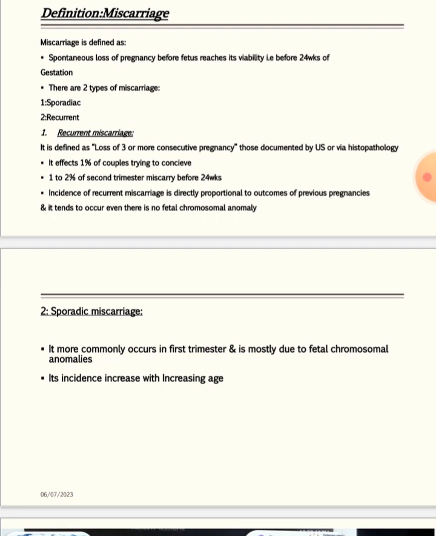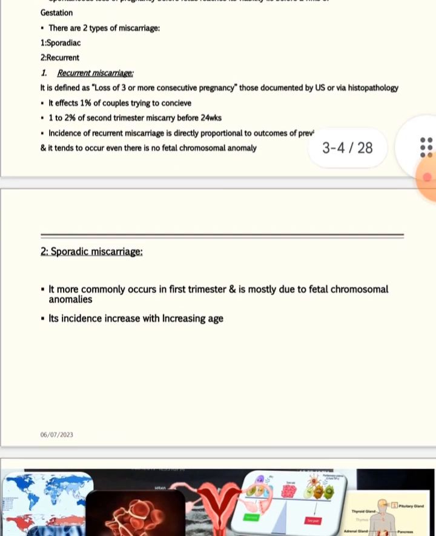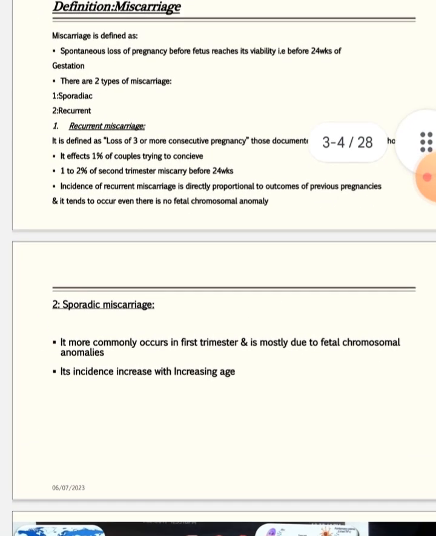What is recurrent miscarriage? It is defined as the loss of three or more consecutive pregnancies, documented by ultrasound or by histopathology. It affects 1% of couples, with 1 to 2% being second trimester miscarriage before the 24th week. The incidence of recurrent miscarriage is directly proportional to the outcome of the previous pregnancy. Recurrent miscarriage occurs even when there is no fetal chromosomal anomaly.